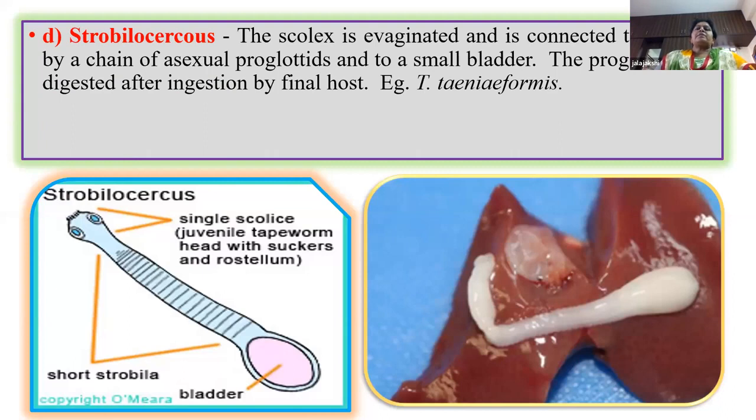The fourth metacestode stage is called a strobilocercus, an evaginated scolex attached to a bladder by a segmented strobila. This is the scolex and this is the bladder, and these two are attached by a segmented strobila, hence the name strobilocercus. This is mainly observed in Taenia taeniaeformis infections. In the second picture, you can observe the presence of strobilocercus larvae, white-colored larvae present in the livers of rodents, rats infected with Taenia taeniaeformis.